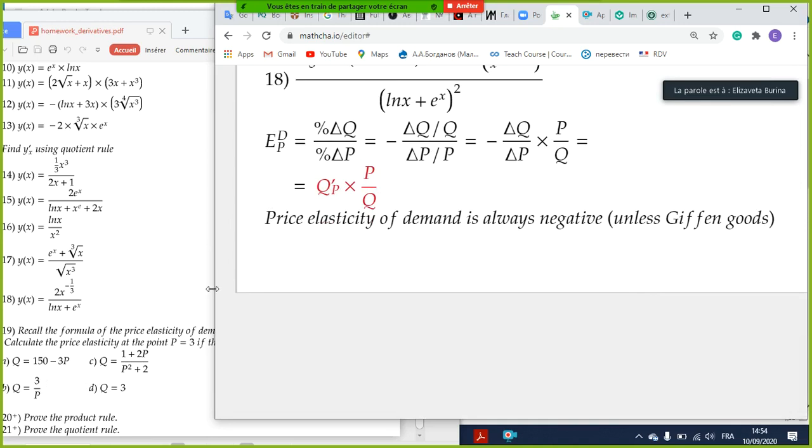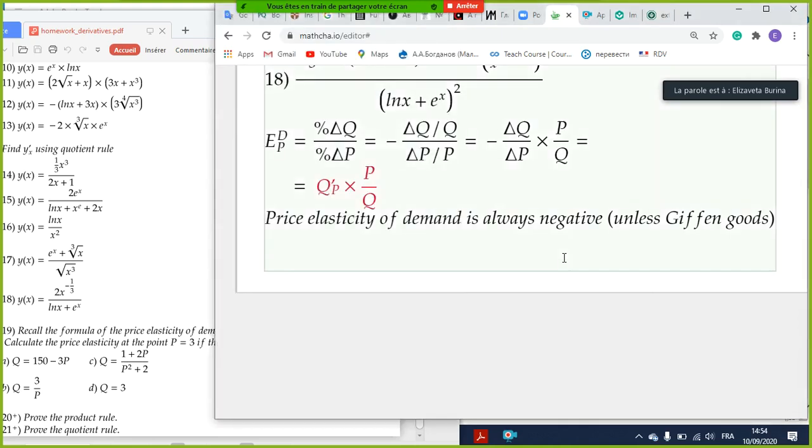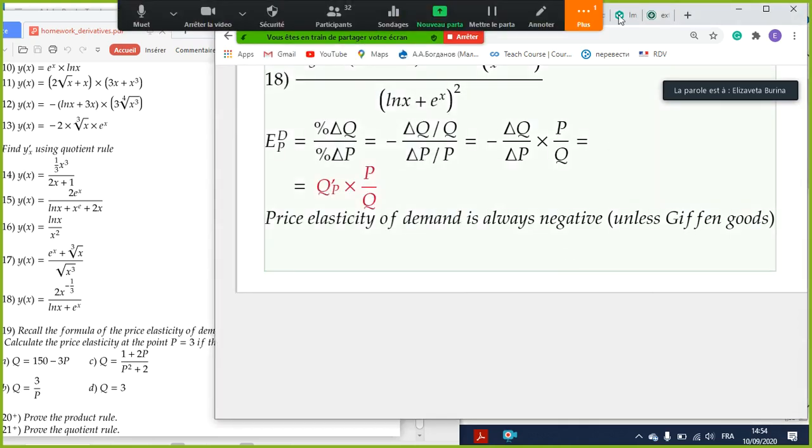Let's do the, wait a second, I wanna see it better. No, but I cannot see it better. But you see it anyways, it's somewhere on the bottom of your screen.